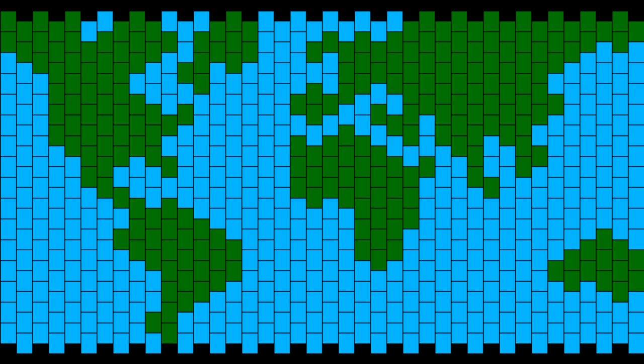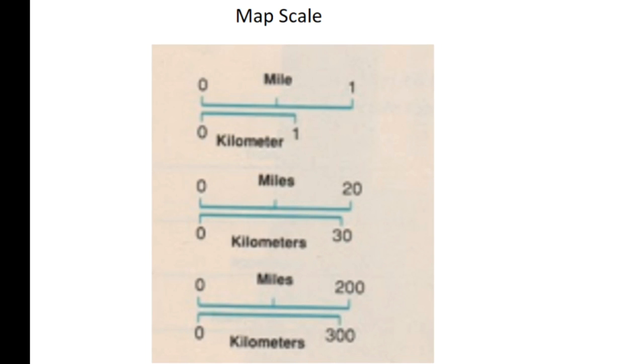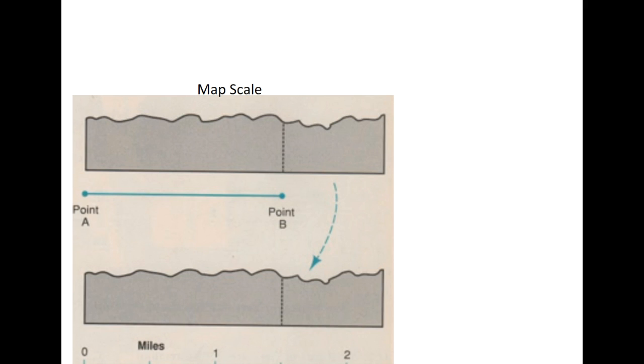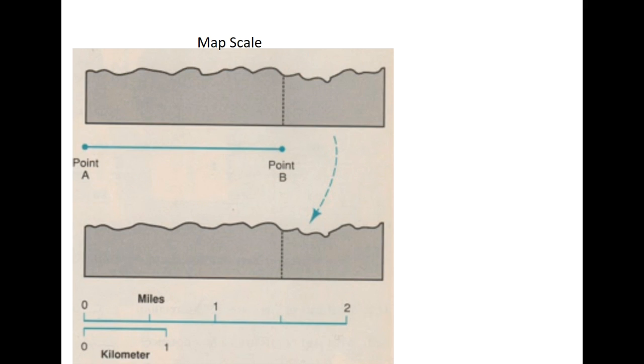Next, let's look at some examples of how we'll use a scale to realize the difference between our map and Earth. Here are some examples of map scales. Notice that all lines are the same length, but that each line represents a different distance on the Earth. Also notice that the same scale can tell how many miles and how many kilometers each distance on the map stands for.